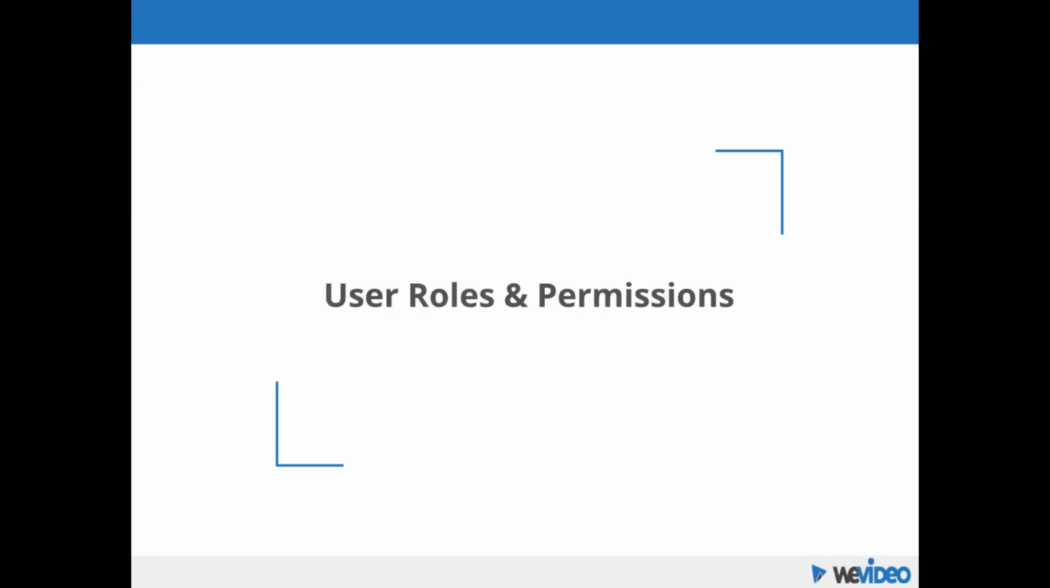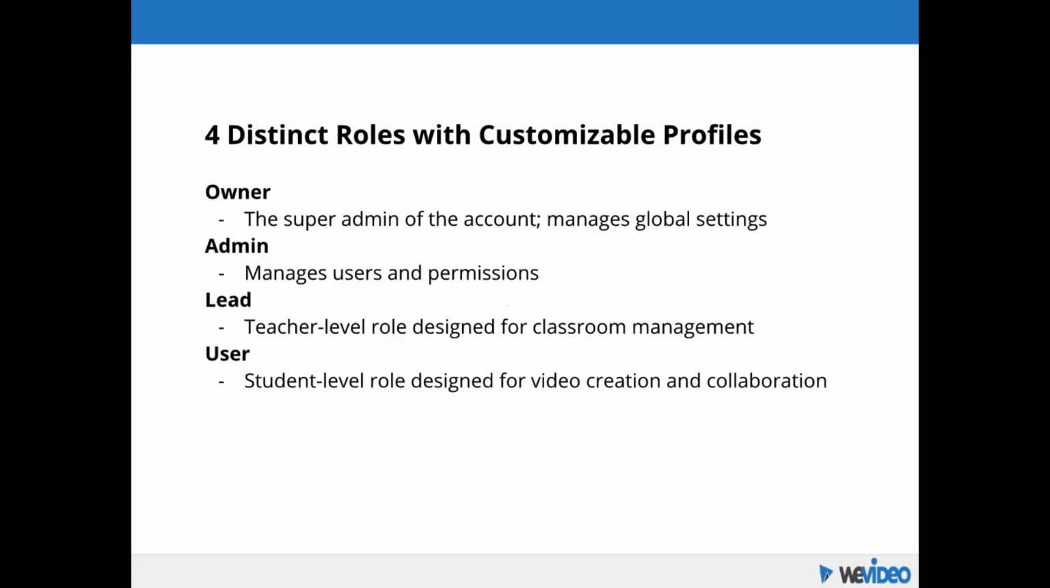So now we'll touch on user roles and permissions. There are 4 basic roles in WeVideo. The owner is the super admin of the account. The owner manages the global settings, but for all intents and purposes, you can think of owner and admin as almost interchangeable. The only difference here is that the admin is not only one person. You can promote multiple individuals to that role. So oftentimes a larger district would purchase WeVideo, and then they would promote one person per building as an admin to serve the local needs of teachers and students.